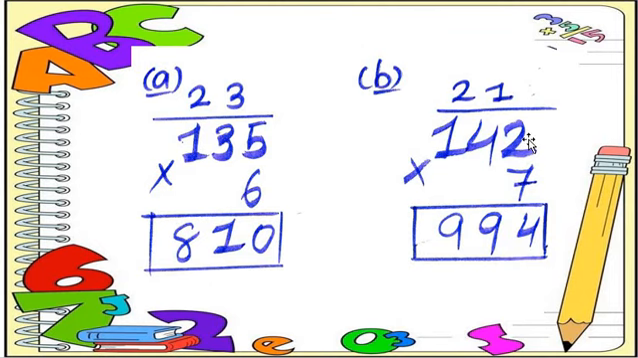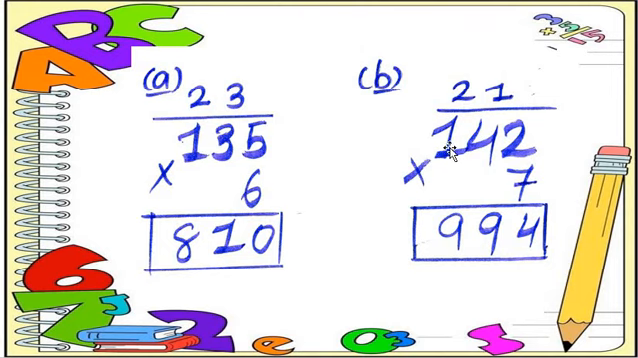Okay, so 7 2s how many, all students? 7 2s are 14. 4 here and 1 as a form of carry. Then 7 4s are how many? 28. 28 plus 1, how many? 29. 9 here and 2 as a form of carry.